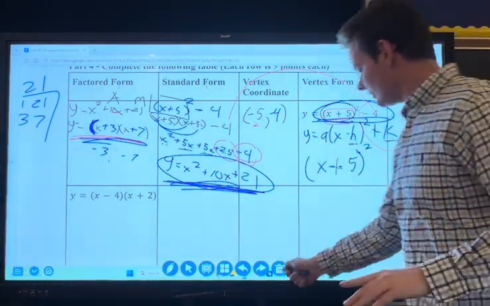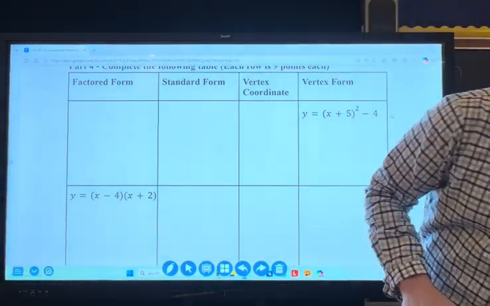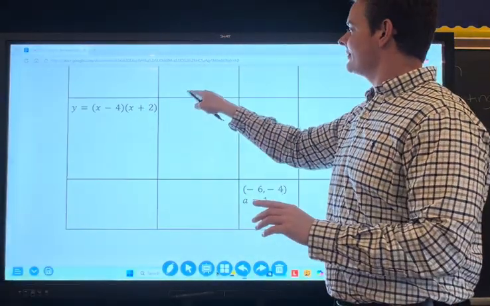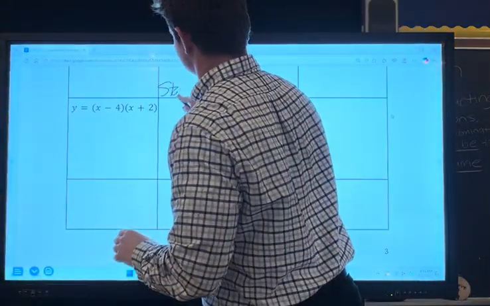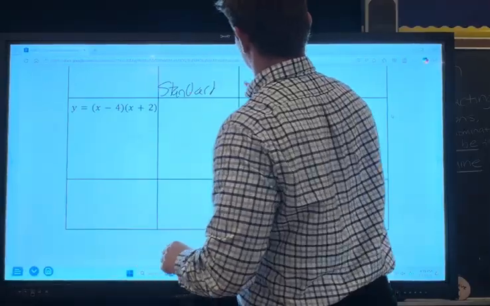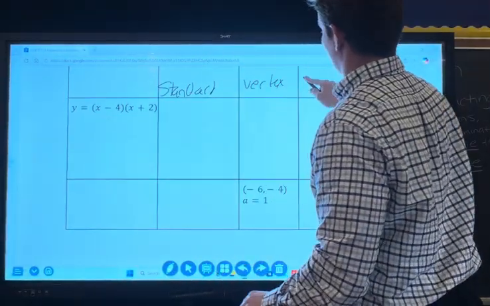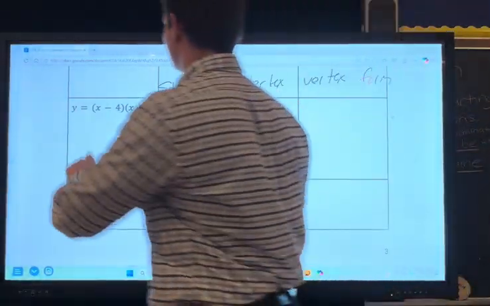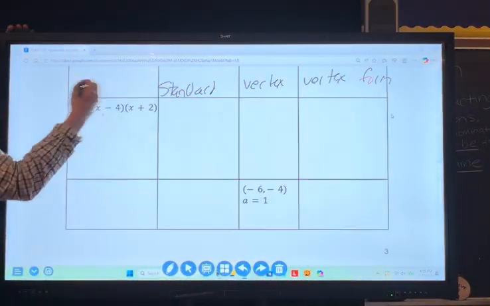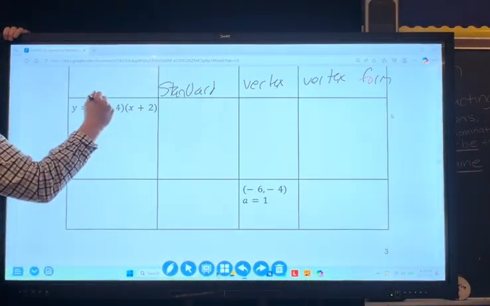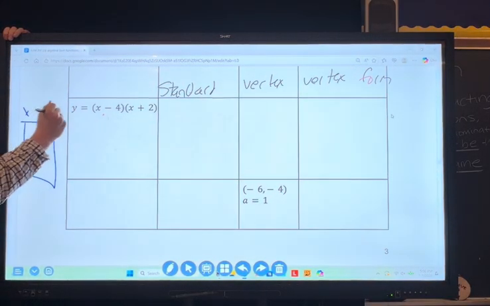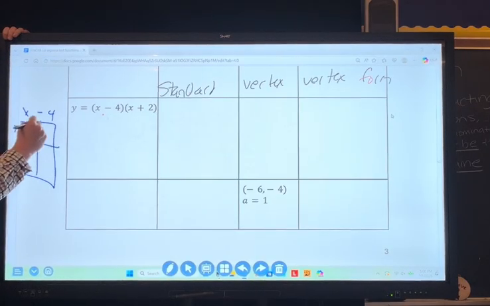Okay. Number 2, I'm going to go from factored form into standard form, and then find my vertex coordinate and my vertex form. Okay. To go from factored to standard, I'm going to box method or double distribute. I double distributed before, so I'll box method here. Whichever one works for you does not matter at all.